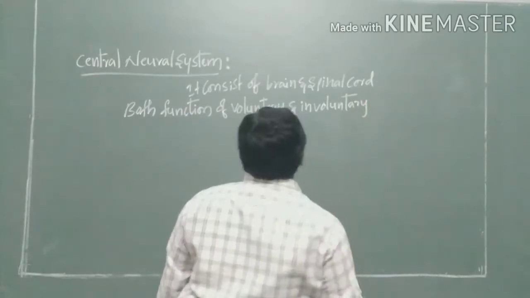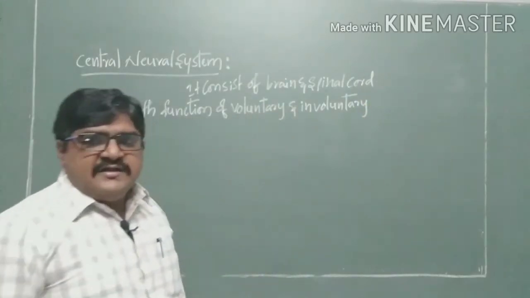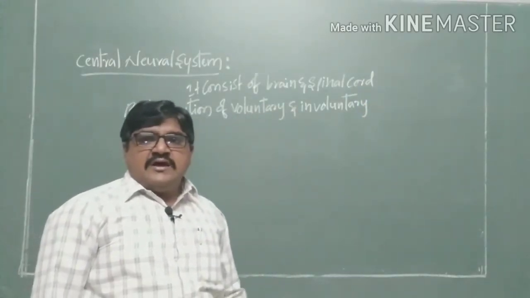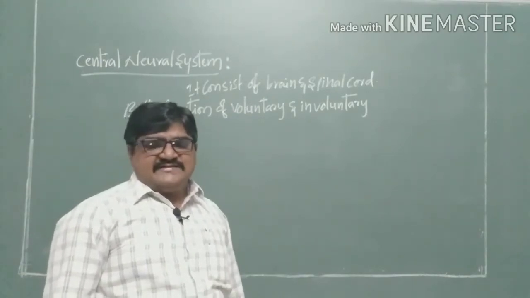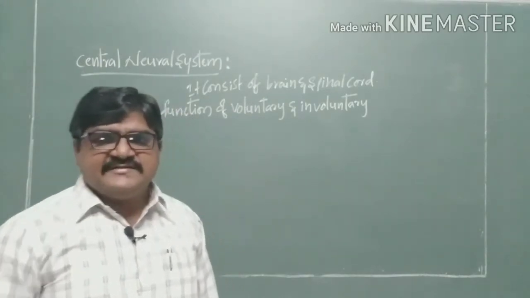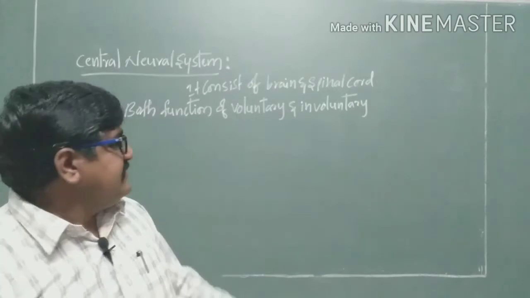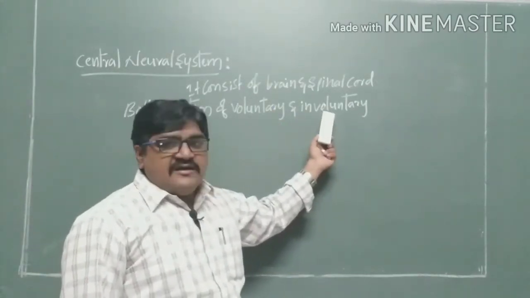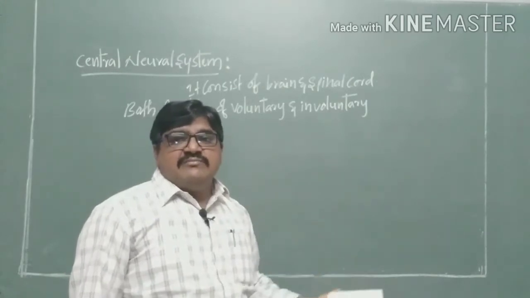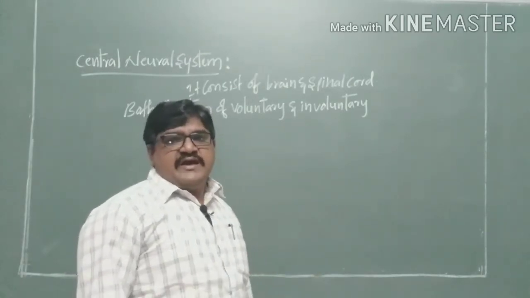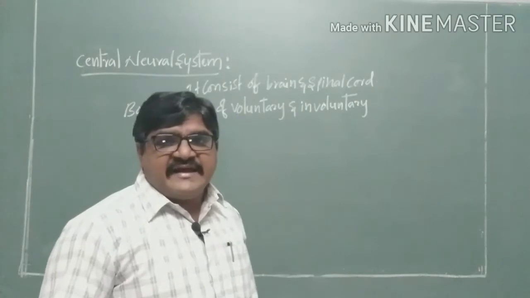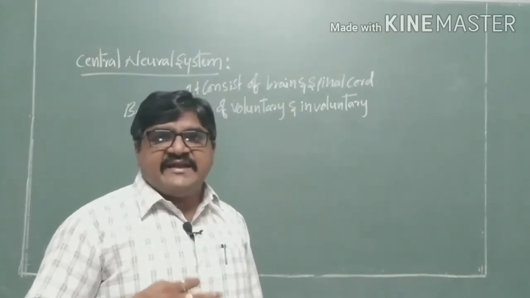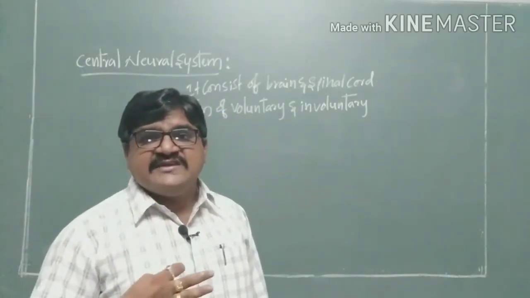Here, voluntary means, for example, they are attached to the muscles, that is striated muscles. So that takes place with the help of voluntary actions. And for involuntary actions, they are also connected with smooth muscles. Not only smooth muscles, they are connected with different organs where involuntary functions take place.